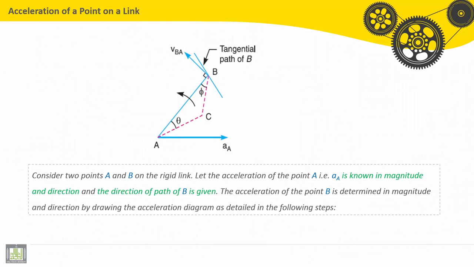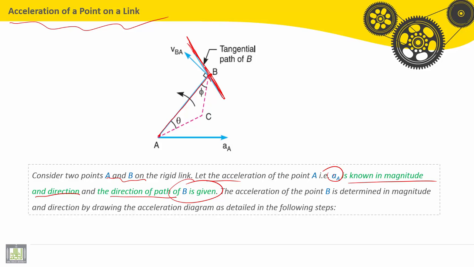Strength of Materials. We will continue with acceleration of a point on a link and how to draw the acceleration diagram. Given the link AB, consider two points A and B on this rigid body or this solid. Let the acceleration of the point A, AA, be known in magnitude and direction, both. And the direction of path of B is given. This is the direction of path of B. The acceleration of the point B is determined in magnitude and direction by drawing the acceleration diagram, as detailed in the following steps. Let's see.